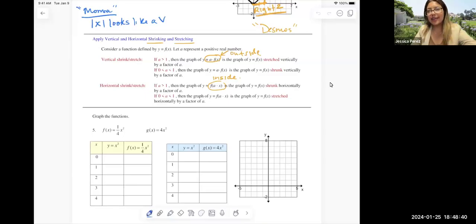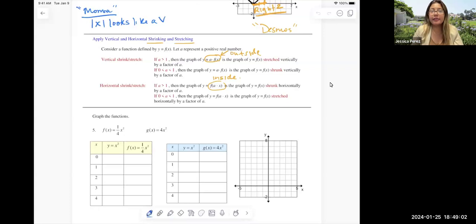Hello, everyone. Welcome back. This is where we left off last class, discussing the types of shifting, vertical shift and horizontal shift. That's what we discussed previously in part one. In part two, we are now going to be applying vertical and horizontal shrinking and stretching. And what are the two differences?